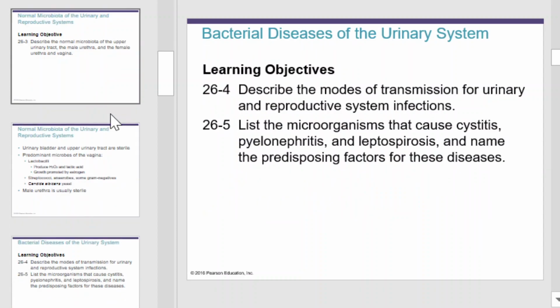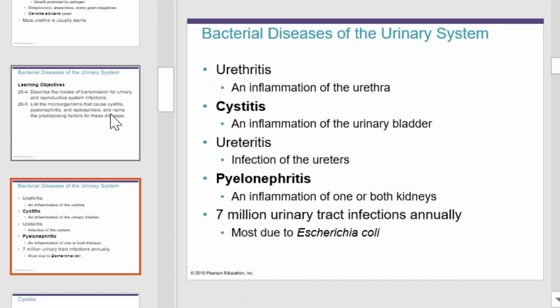Bacterial diseases of the urinary system. Urethritis, cystitis, ureteritis, and pyelonephritis are examples of diseases of the urinary system. Urethritis is an inflammation of the urethra. Cystitis is an inflammation of the bladder. Ureteritis is an infection of the ureters, and pyelonephritis is inflammation of one or both kidneys. 7 million urinary tract infections occur annually, most due to E. coli.